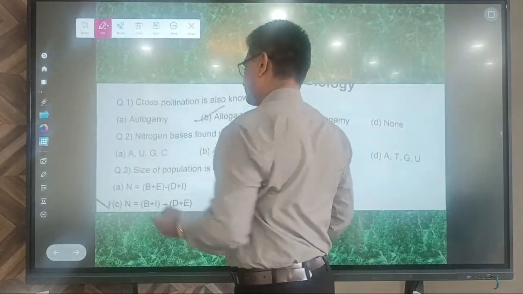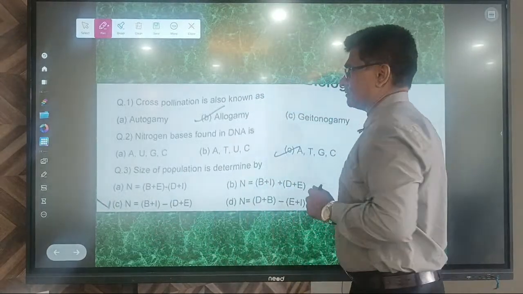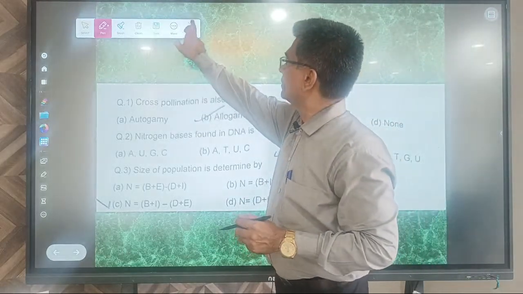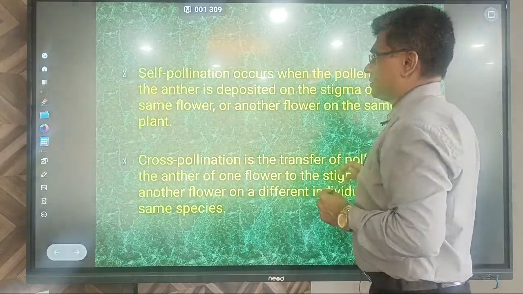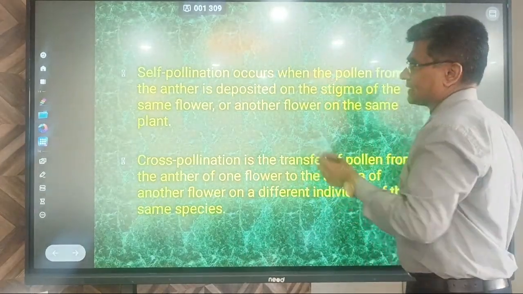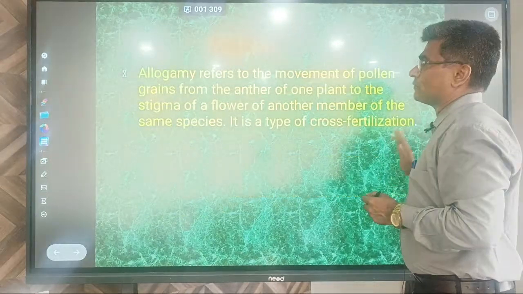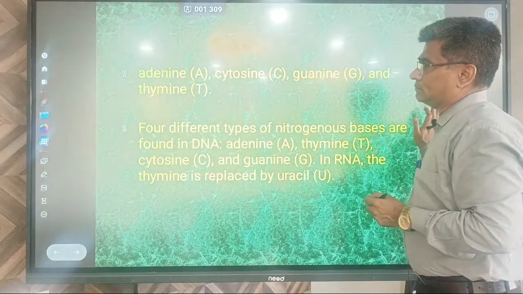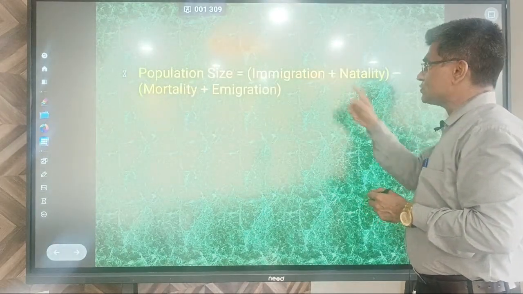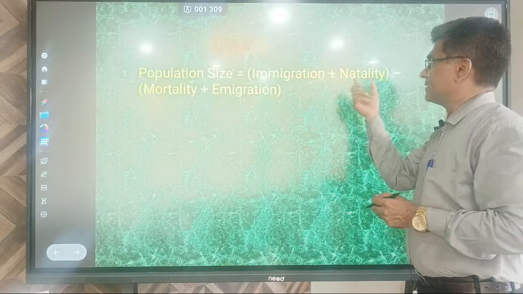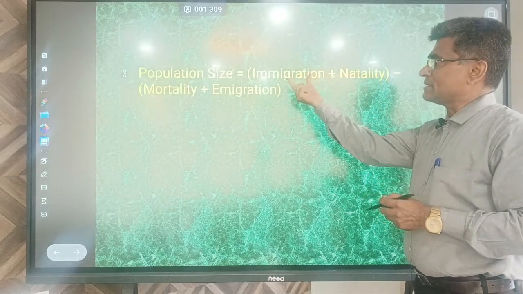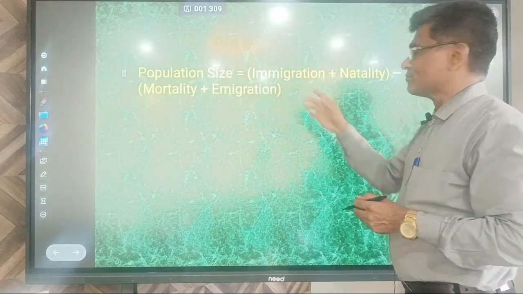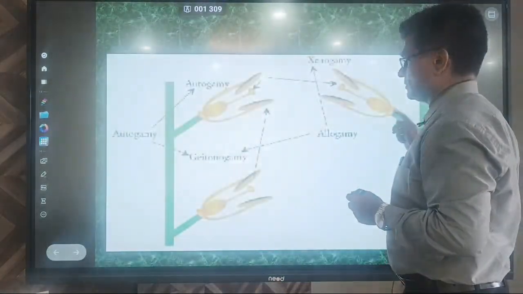Now moving to the next section. Hope this is understood. This is exactly the explanation I have taken for your better understanding. Here: natality, the number of births; immigration, transfer in; mortality, death; and emigration, moving out. Okay, so this is about pollination.